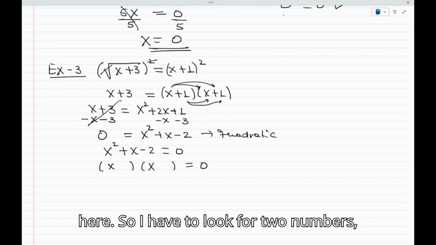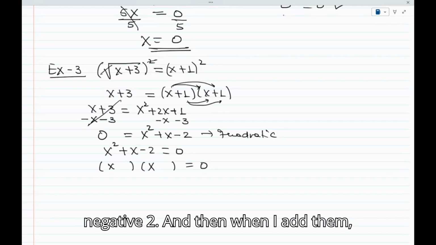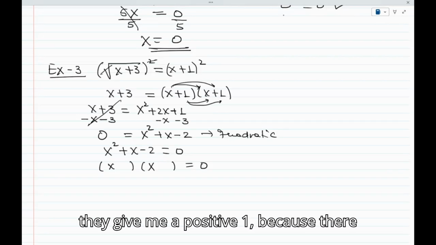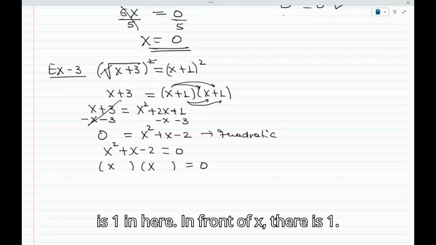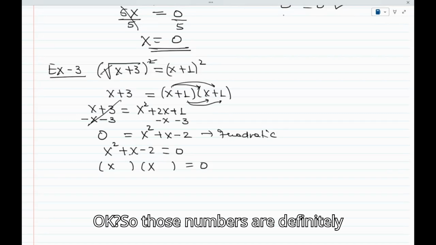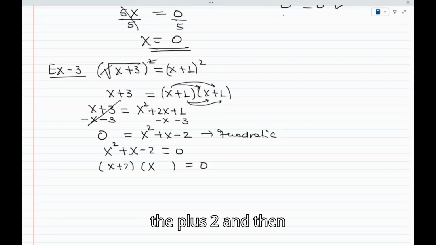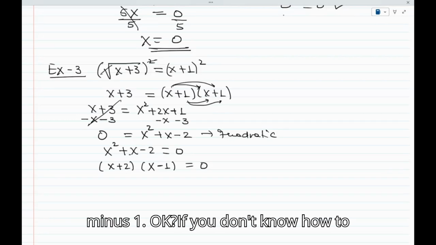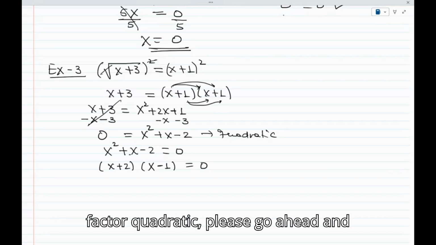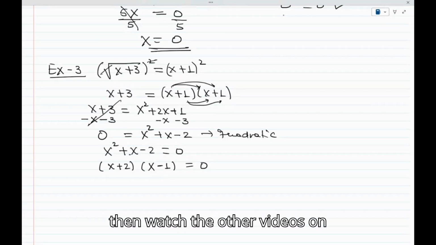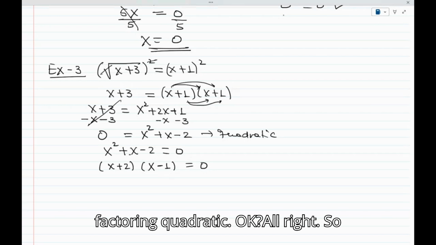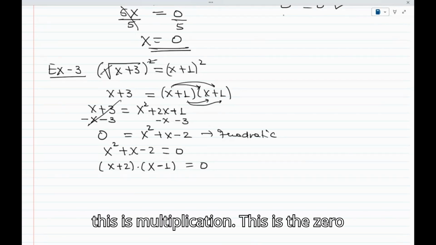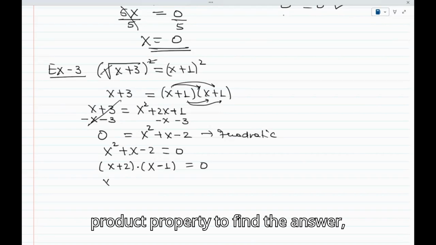I have to look for two numbers that multiply to give me negative 2 and add to give me positive 1, because there is a 1 in front of x. Those numbers are definitely plus 2 and minus 1. If you don't know how to factor quadratics, please watch the other videos on factoring quadratics. This is multiplication, and this is the zero product property to find the answer.